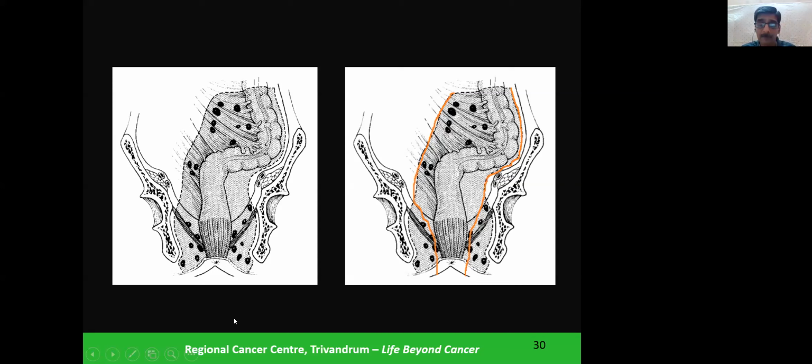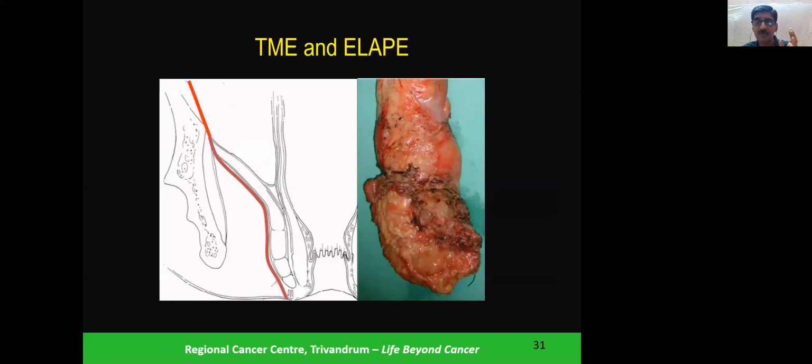So this is how a proper specimen should look after a TME and extralevator APR. There should be a good chunk of tissue in the lower part, and then you can be assured that your circumferential resection margins are negative and the local recurrence is as low as in any other patient.